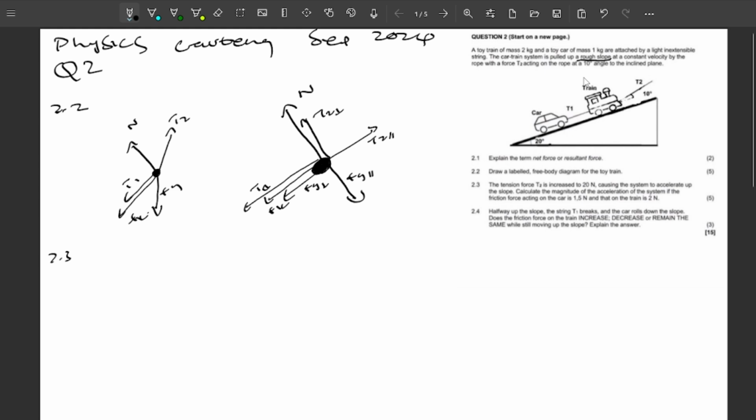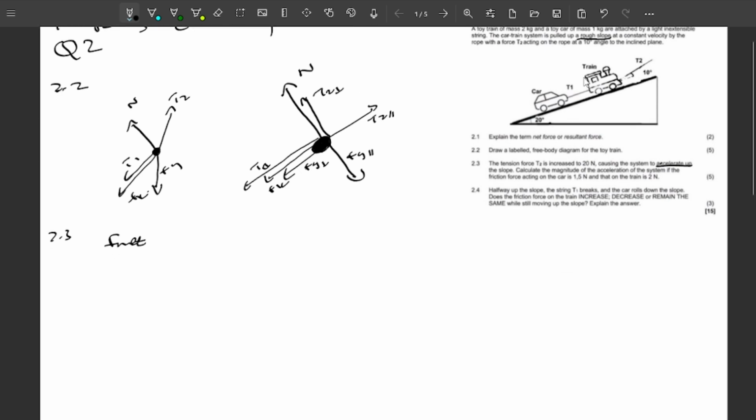Right, now let's look at 2.3. Now we can see that they told us an important thing. They increased the force. At first it was what? They didn't give us the value of T2 in the beginning, but let's assume maybe it was 10. Now it's 20. Now it's accelerating up, so I want us to find the acceleration. Alright, so we're going to start by saying F net.